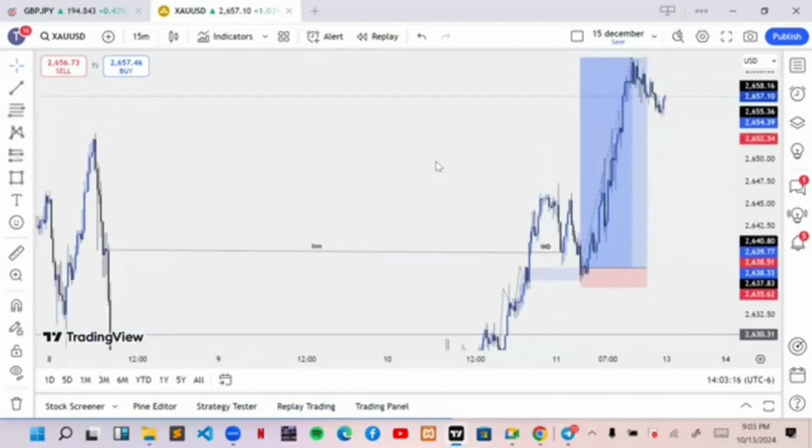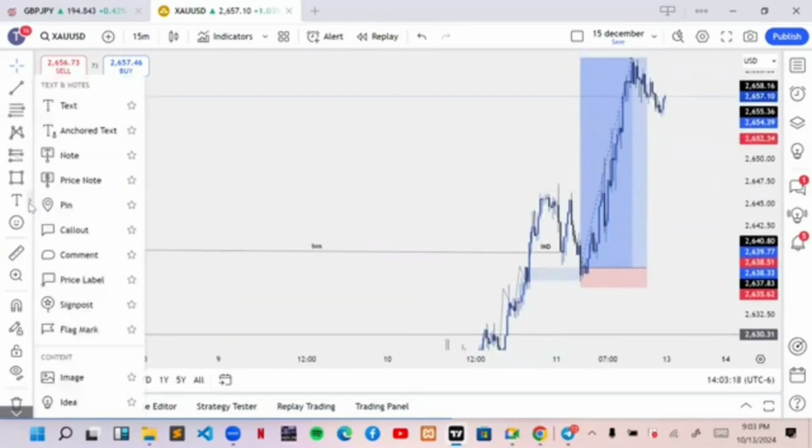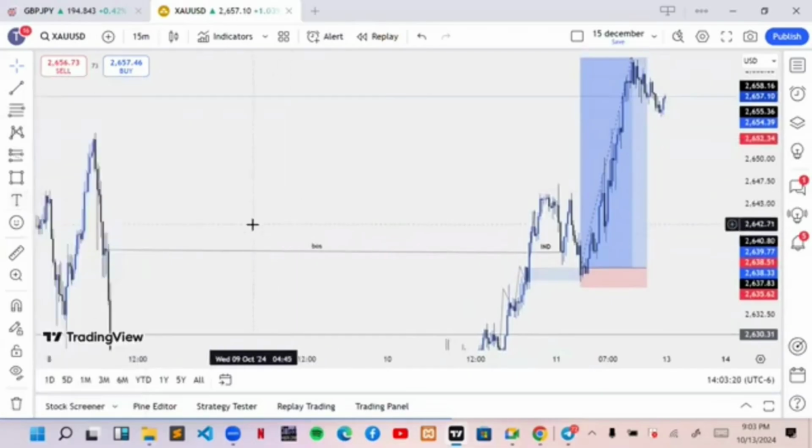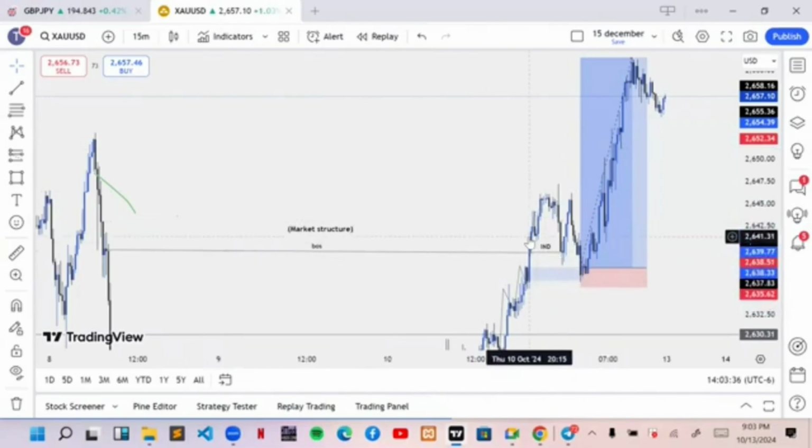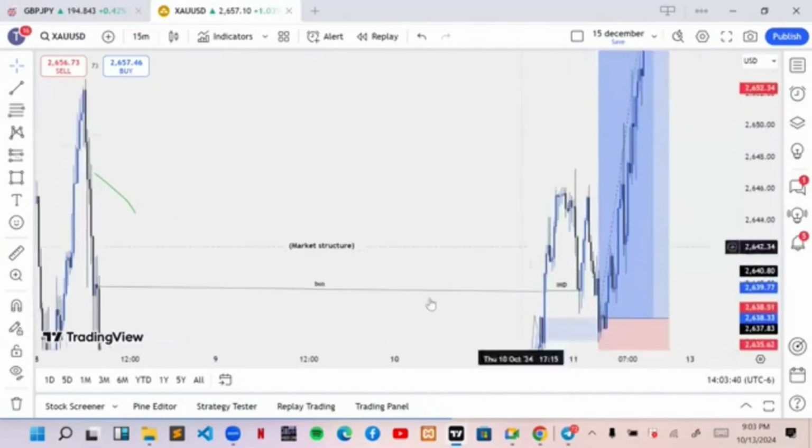So this is the structure part of the strategy. The break of structure is now the market structure part of the strategy, so I'll mark that as market structure. Then this first pullback that the market makes is your inducement. The first valid pullback that the market makes after the break of structure.